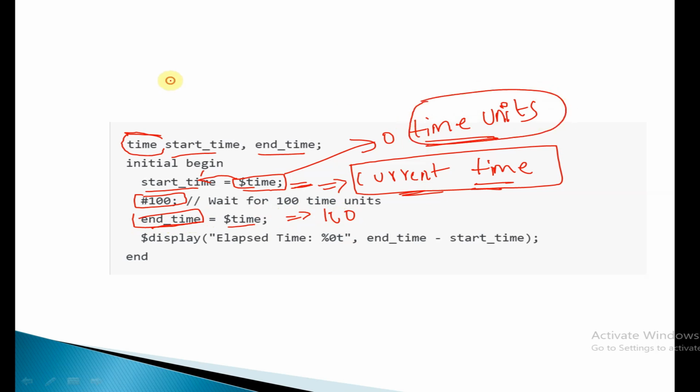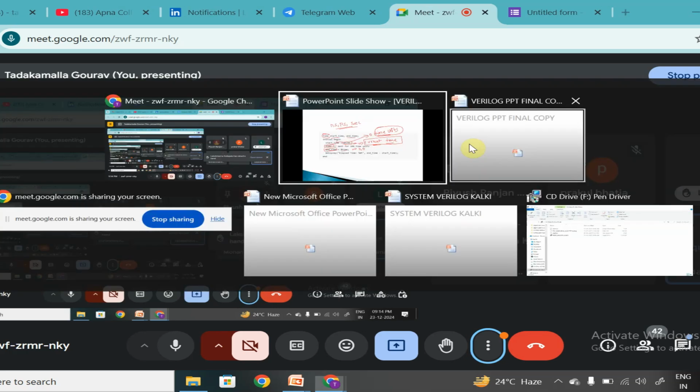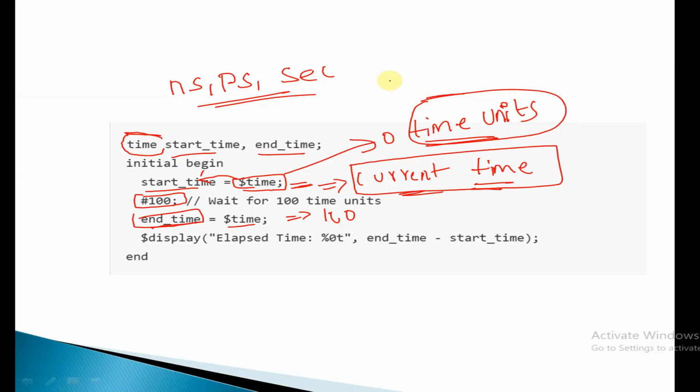If we observe carefully, I'm using the term time units. I'm not mentioning whether it is in nanoseconds or picoseconds or seconds. If we haven't mentioned the time unit explicitly, that concept we will discuss in upcoming sessions. How to declare the time units and in what time units this delay is happening, everything we will discuss. We are still in a starting phase, so I'm not diving deep into this.